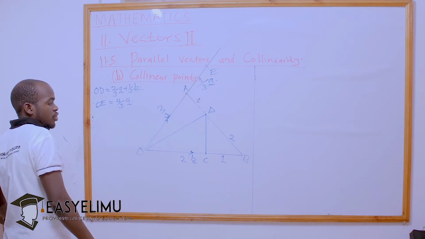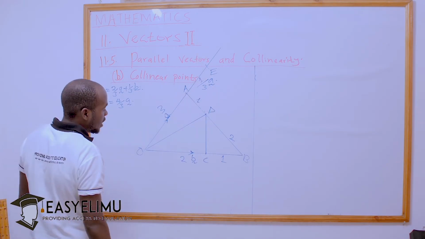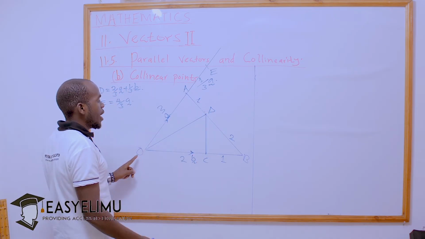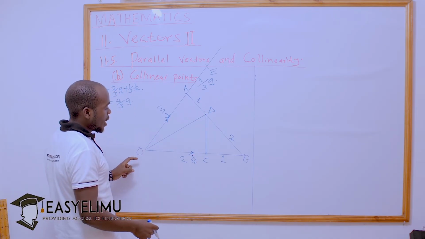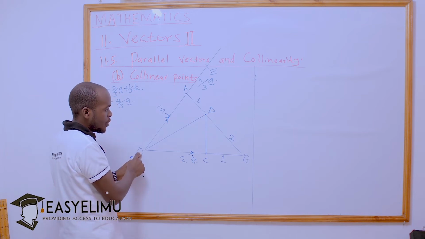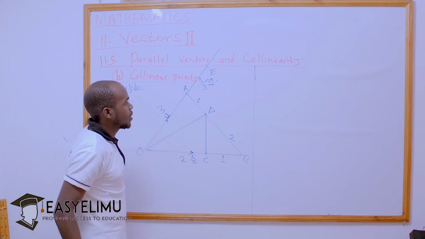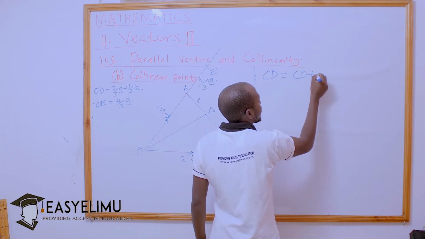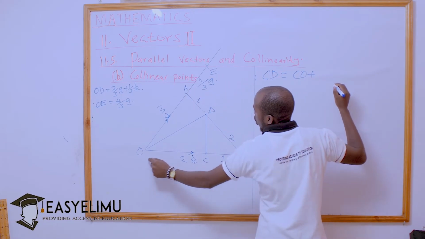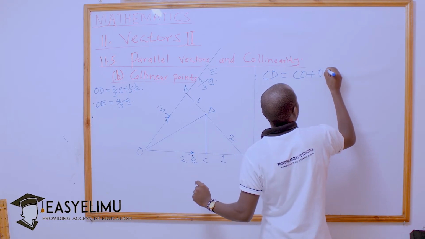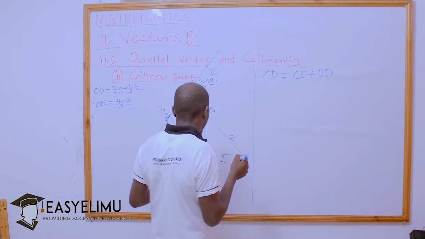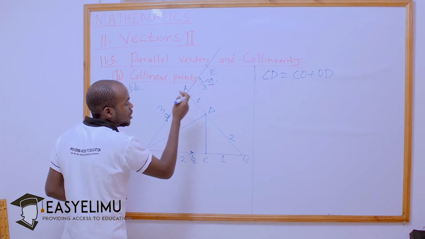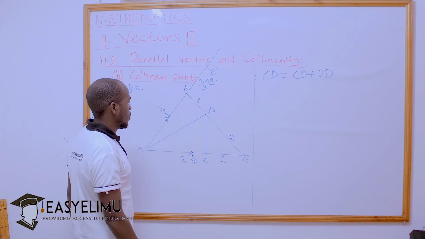We have joined C to D, so we need to find CD. Finding CD can be done in two ways. One, we can move CO, then we add OD. That is, CD is equal to CO plus OD. Or you can go CB plus BD. You will still get the same answer.